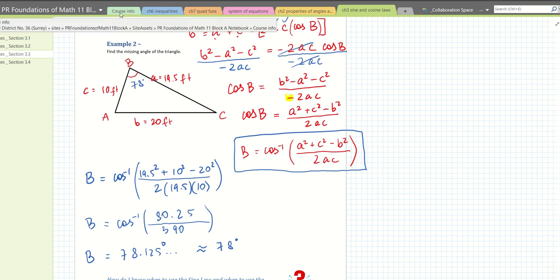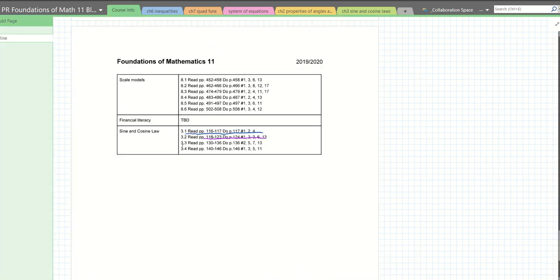So some of the practice questions for 3.3 are, again, make sure you read pages 130 to 136 and do questions number 2, 5, 7, and 13.